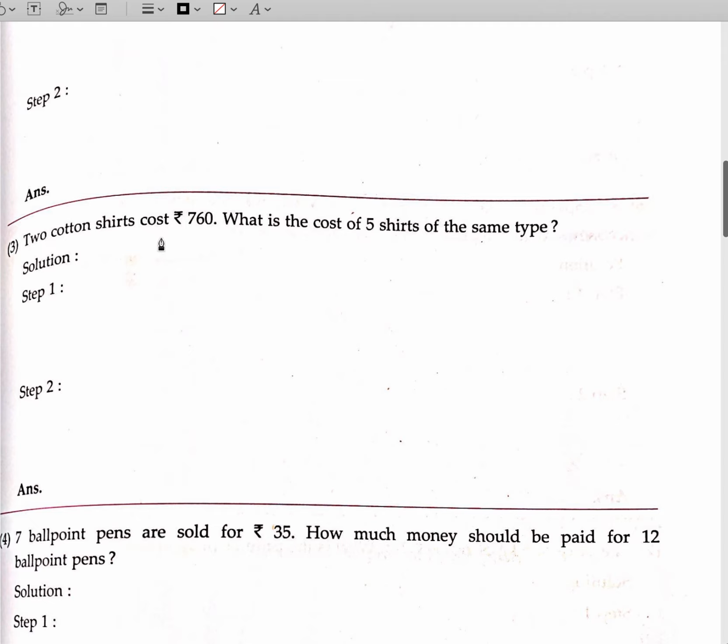2 cotton shirts cost 760 rupees. What is the cost of 5 shirts of the same type?